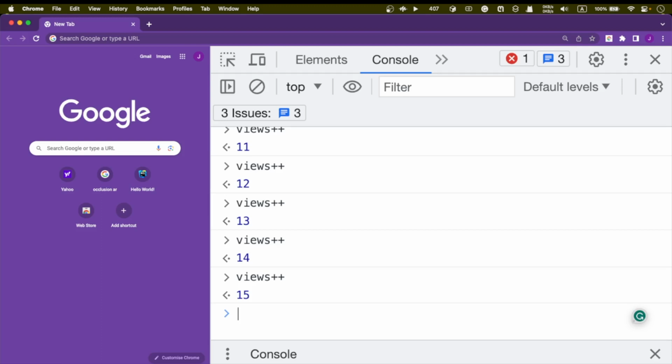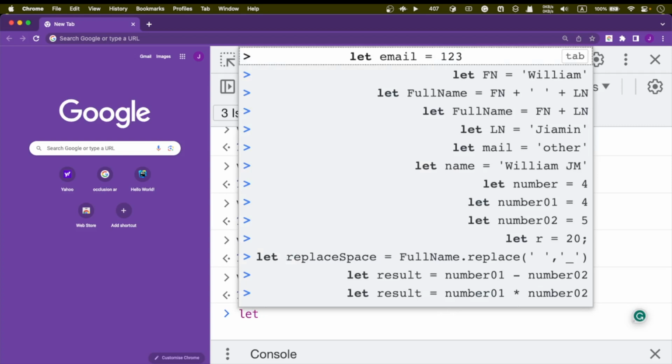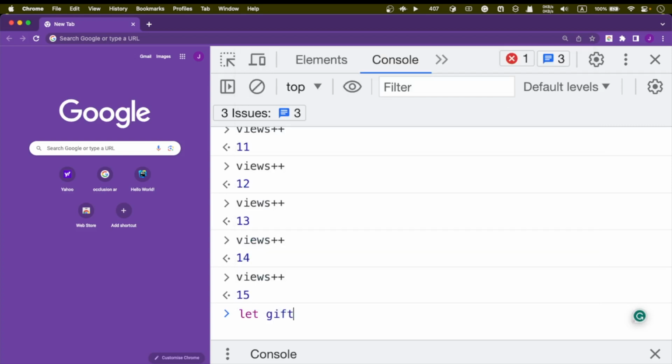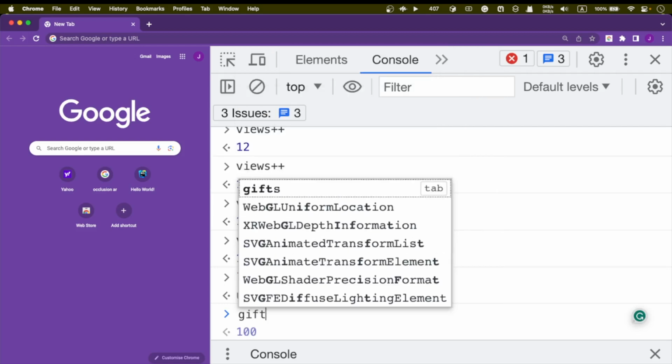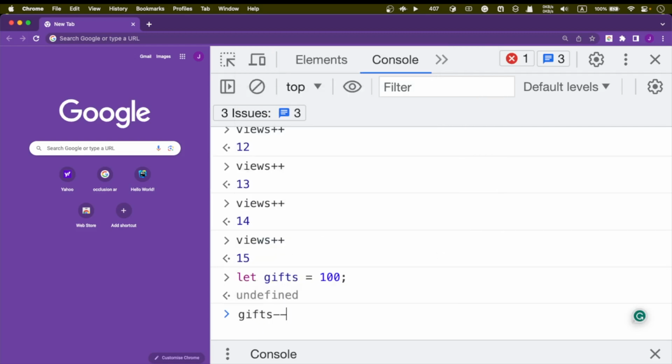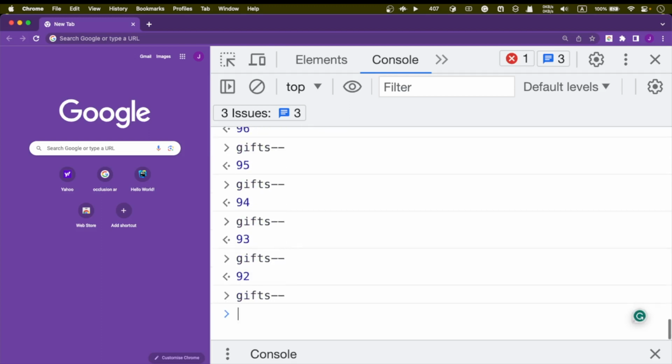What about if you want to subtract? For example, you maybe need some gifts. So gifts is 100, and once you hand them out there are no gifts remaining. You can do that by using, I think you already guessed that, gifts minus minus, starting from 100 and minus minus all the way down.